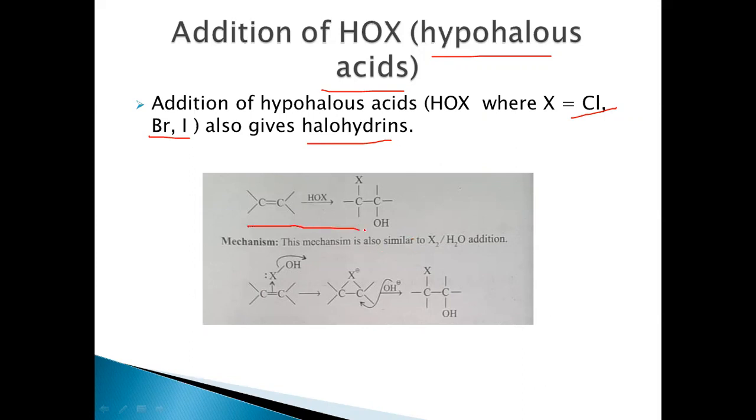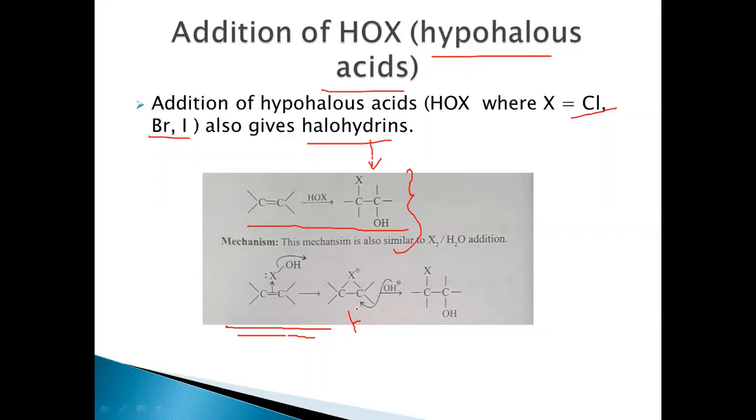And the addition product is something like this, resulting in the formation of halohydrins, where anti-addition products are formed. In the mechanism, when these hypohalous acids are added to alkenes, as we know it's an unsaturated compound, alkenes are electron rich, acting as a nucleophile. So this pi electron will attack this HOCl, where X acts as an electrophile and gets attached to the C double bond C, resulting in the formation of a halonium ion here.